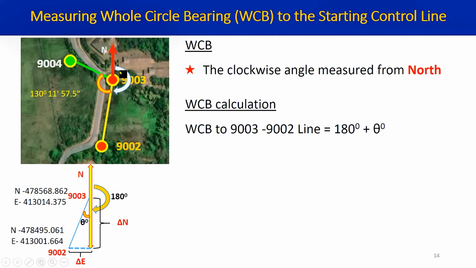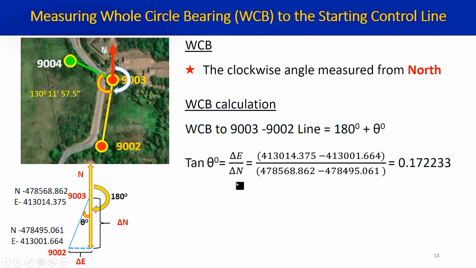So according to the figure, the theta can be calculated. The WCB to the 9003, 9002 line is 180 plus this theta. The WCB is the clockwise angle measured from north to the control line, so it is 180 plus theta. We can find out the theta using the trigonometric equation: tan theta is equal to delta E upon delta N.